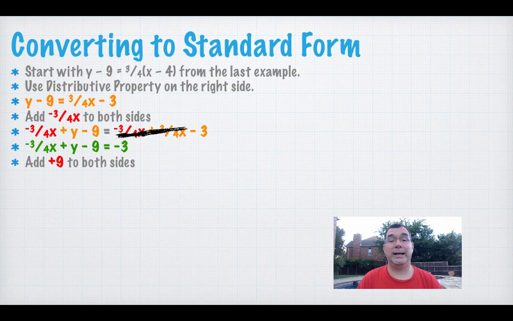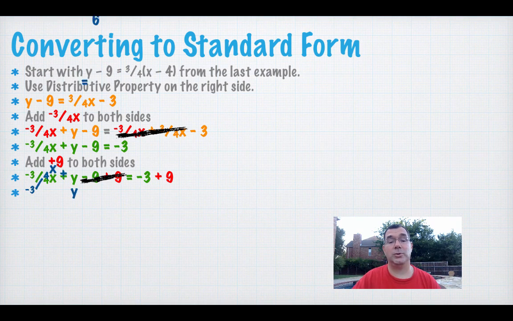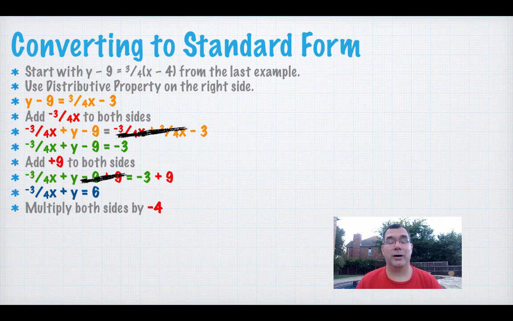So remember, I don't need any constants being added or subtracted on the left, so that negative 9 has to go. So I'm going to add 9 to both sides. If I do that, I get negative 3/4 x plus y minus 9 plus 9 equals negative 3 plus 9. The 9's on the left-hand side are going to cancel like I want them to, and the right-hand side is going to simplify to 6. So I have negative 3/4 x plus y equals 6. So now everything is on the correct side.